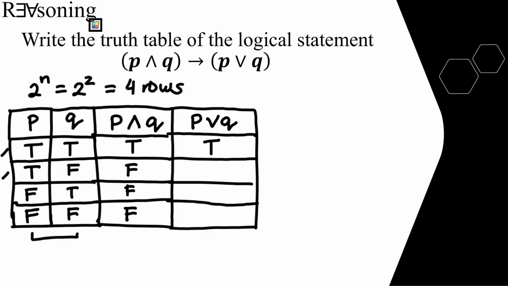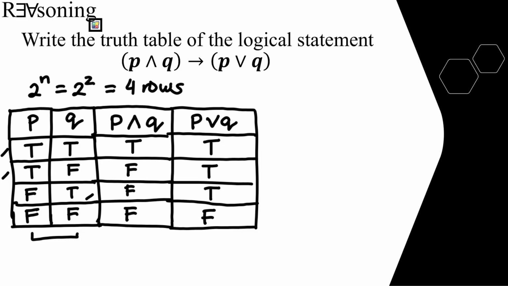Now, for our second row, we have true and false. It contains 1 true statement. Automatically, the disjunction is also true. Next, since we have here another true statement, this is true. However, for our last row, since both statements are false, automatically your disjunction is also false. Okay, so we already have this as part of our logical statement.